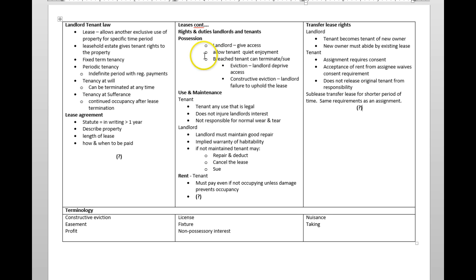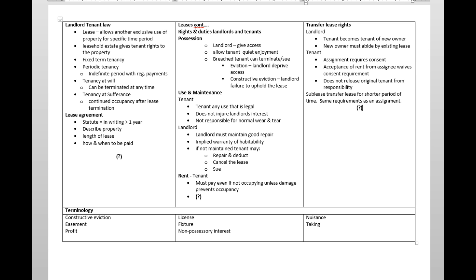Okay, let's start in with leases continued. And that's the rights and the duties of landlords and tenants. Possession rights: the landlord gives access to the tenant, full access, and the tenant is to be allowed, again, that quiet enjoyment without intrusion by the landlord. And if that requirement is breached, the tenant can terminate or sue the landlord.